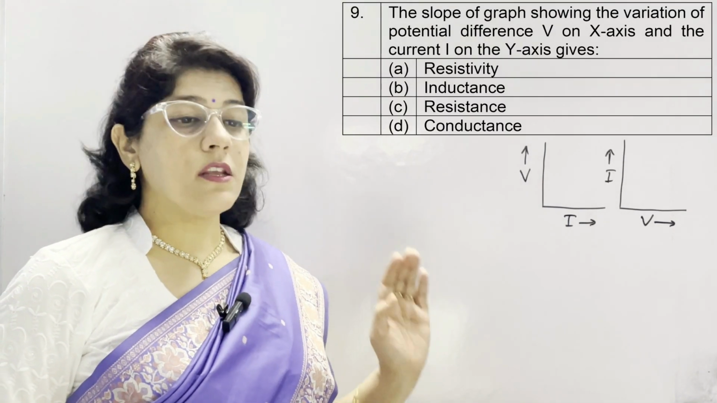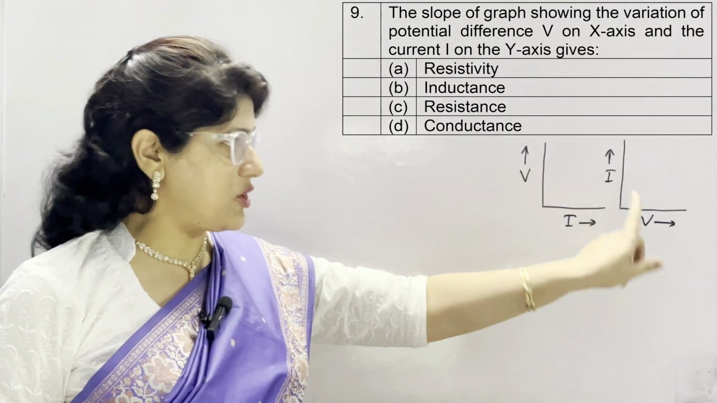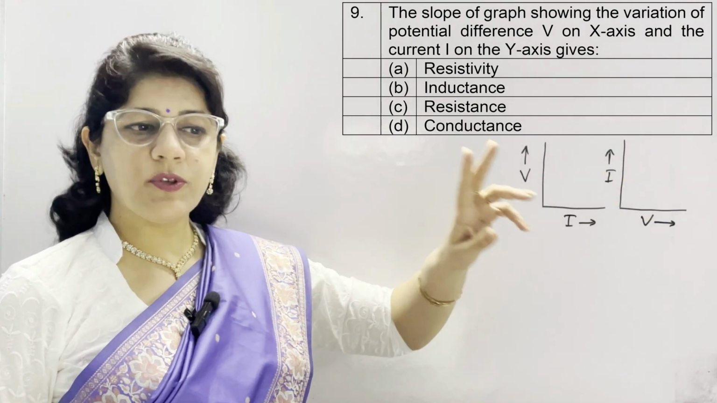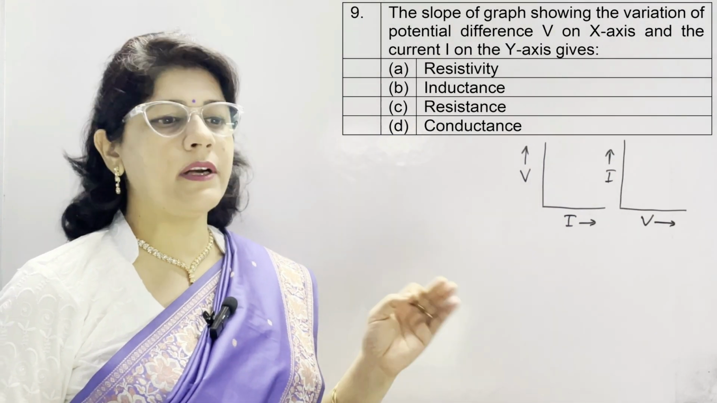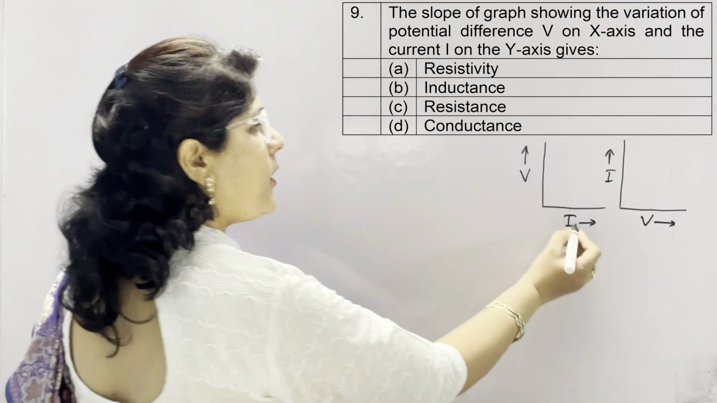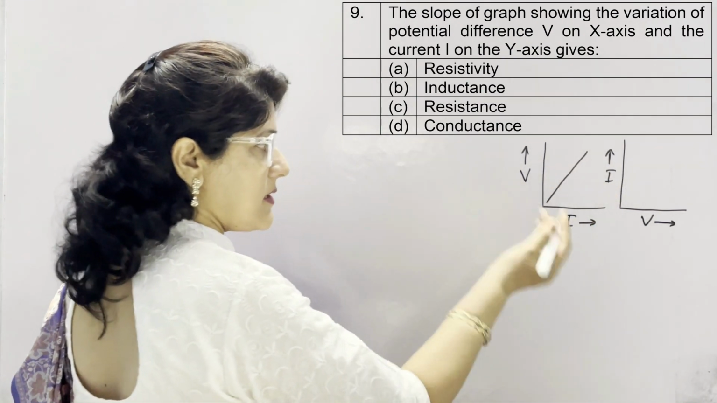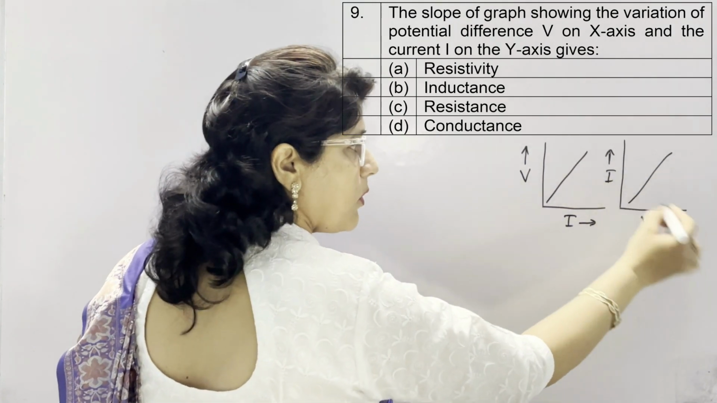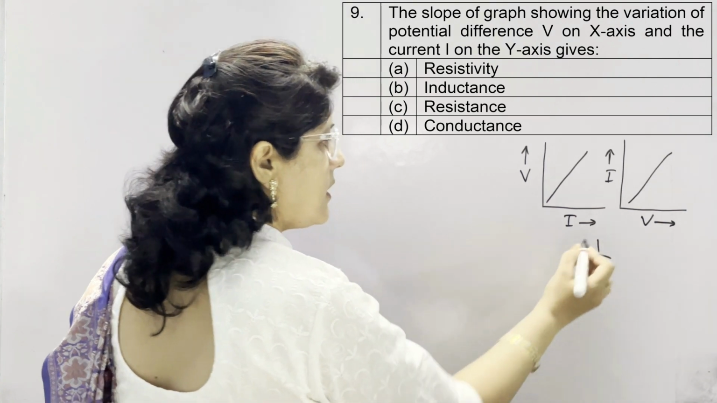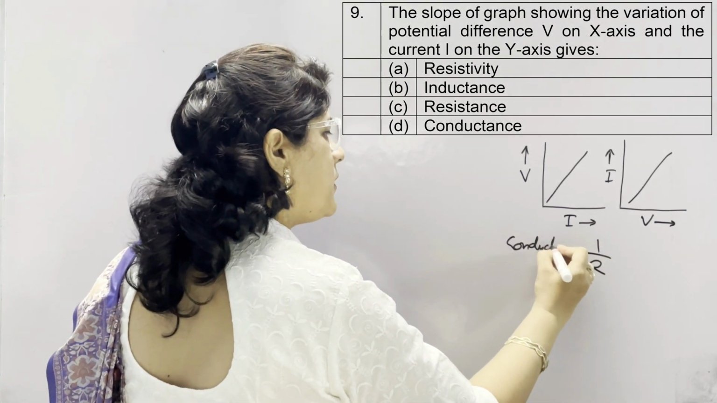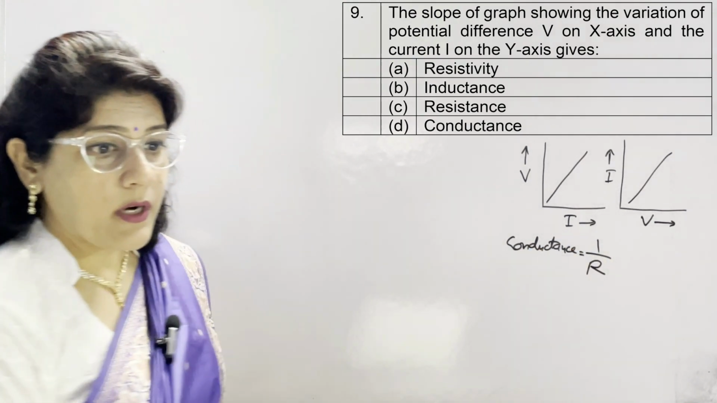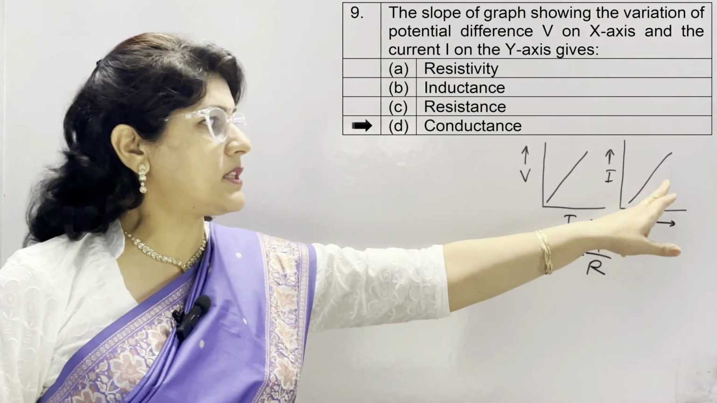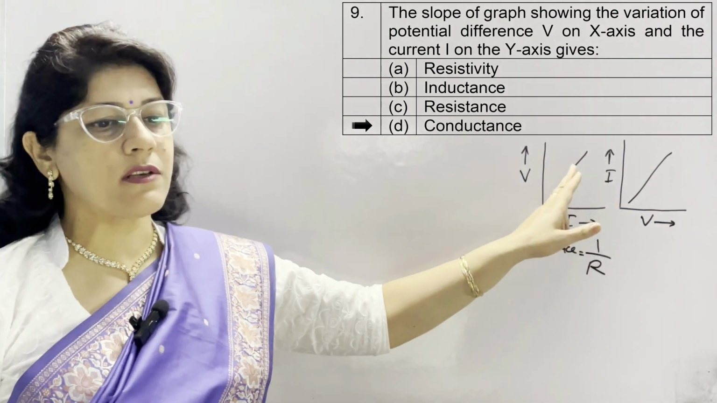In question number 9, the slope of the graph showing the variation of potential difference on the x-axis and current on the y-axis gives A, resistivity, B, inductance, C, resistance and D, conductance. So here, in the V upon I graph, we know that this graph gives us resistance, and the IV graph gives us conductance because it is the reciprocal of resistance, 1 upon resistance, which is conductance. So the correct option is D, conductance, because the IV graph gives us conductance whereas the VI graph gives us resistance.